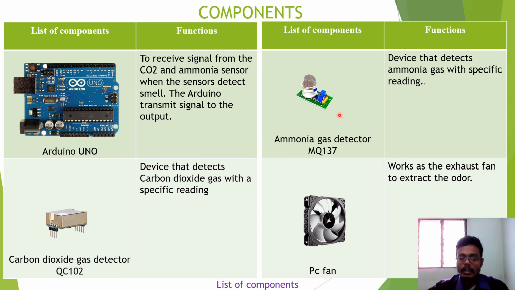The next sensor I use is the ammonia gas detector MQ137. This device detects ammonia gas with a specific reading, and this sensor I have also chosen to fix in my prototype. And the last component is the PC fan. It works as an exhaust fan to extract the odor. As the prototype is simple and small, I use a PC fan because it's quite small to function in the prototype.